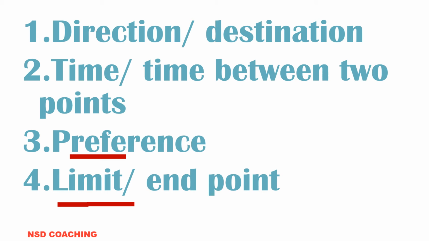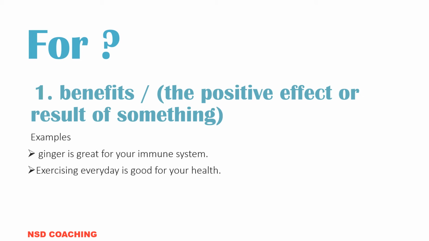Now let's check out what "for" is used for. "For" is also a preposition, as I've already told you, right? First situation it is used for is benefits, the positive effect or result of something. When you have to give the benefits of one particular product, right? For example, ginger is great for your immune system. What does ginger do? It is great for you. You are giving the benefit of ginger, that it is great for your immune system, right?